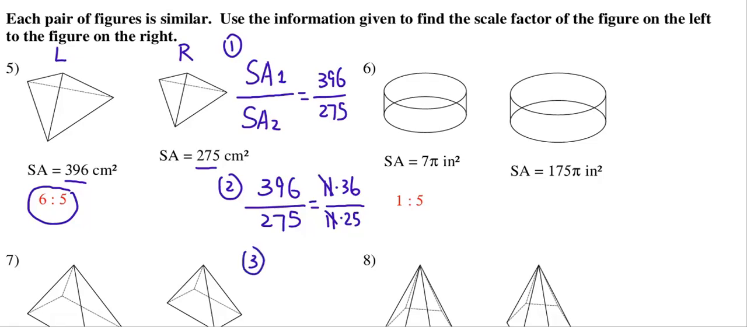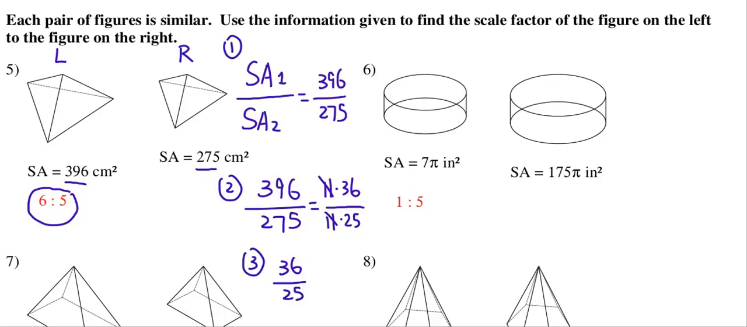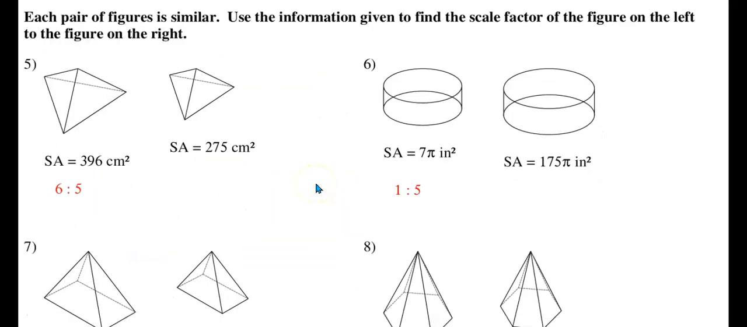And now, you have 36 to 25. Remember, this is not your scale factor yet, because it's squared, so you need to take the square root. After you take the square root, it's 6 to 5. You can write down 6 to 5, slanted. You can also write down 6 on the top, 5 at the bottom. Alright? Don't leave, because I'm going to show you question 6. Okay, I'm so glad you're still here.